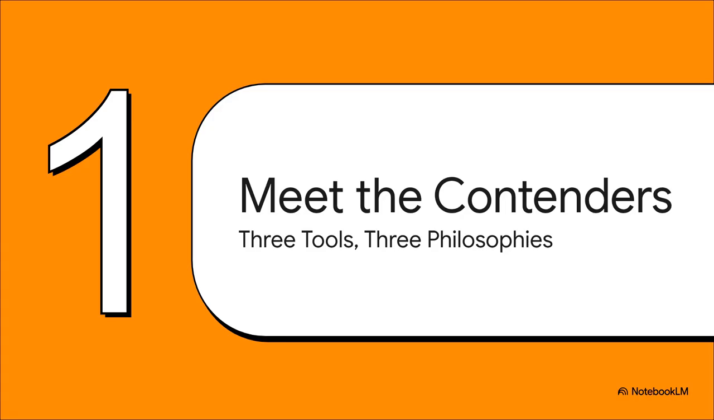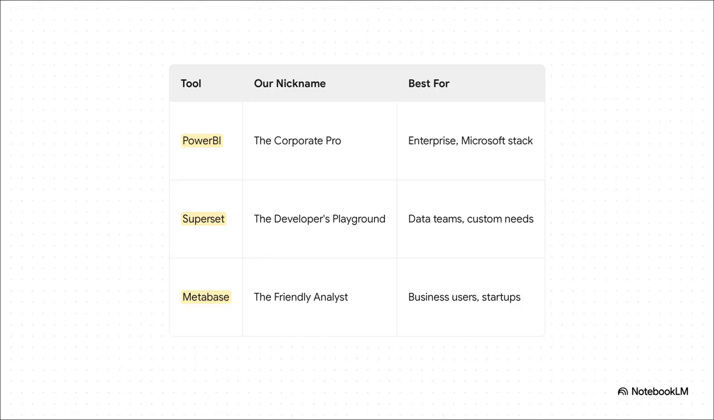Okay, let's meet the fighters in our showdown. We're looking at Microsoft's Power BI, Apache Superset, and Metabase. Now, they're all super powerful, but here's the key. They were built with very different people and very different philosophies in mind. So to make this a little easier, we've given them some nicknames.